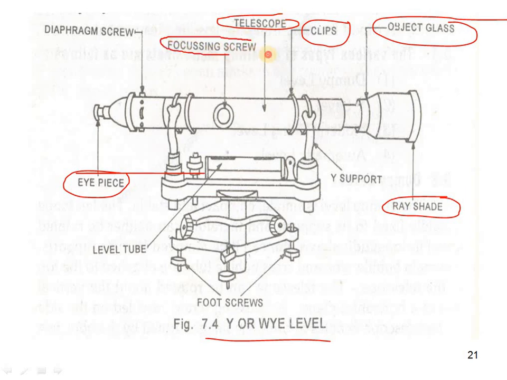And the focusing screw, just like for the dumpy level, it will be there for this also. And this one is called the diaphragm screw. This diaphragm screw is for the adjustment of the eyepiece or diaphragm, and this is called the Y supports. These are nothing but Y rings. So we can loosen these Y rings and attach the telescope. Whenever we use the instrument in field practical, these parts are removed and fixed at the site.